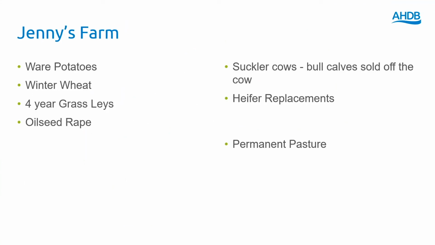So if we take a look at another example, Jenny's farm. Jenny also has an arable rotation, but hers includes some potatoes. She's also growing winter wheat and oilseed rape and has some grass lays in there too. She actually has some suckler cows and she's selling all of her bull calves straight off the cow when they're weaned. The heifers are kept after weaning and either sold for breeding or kept as her own replacements, so these need a separate enterprise. She also has some permanent pasture on her farm.